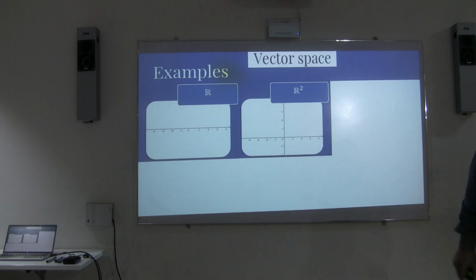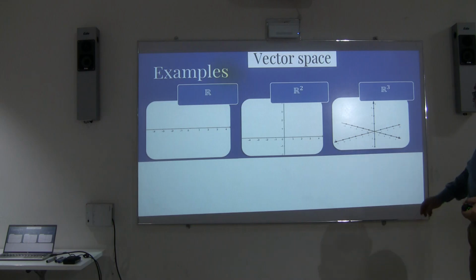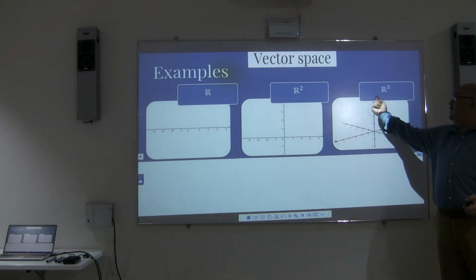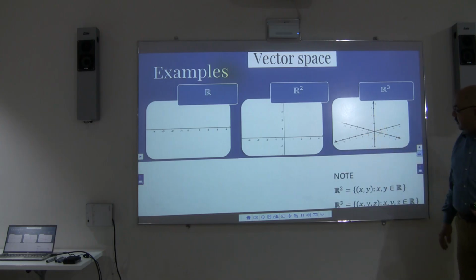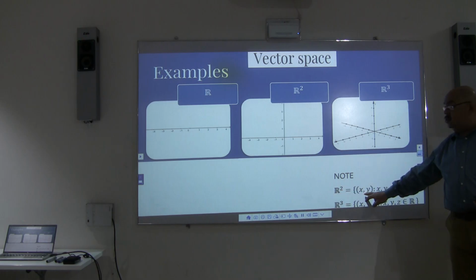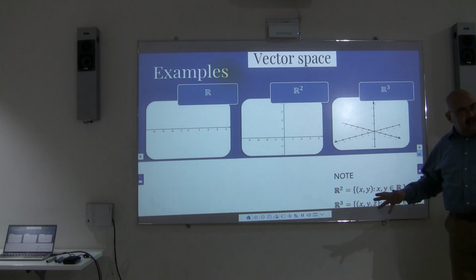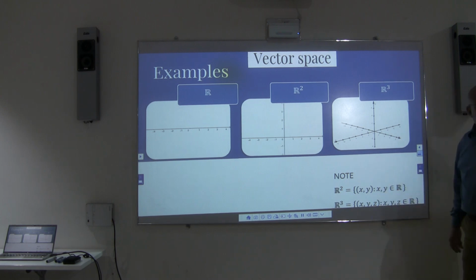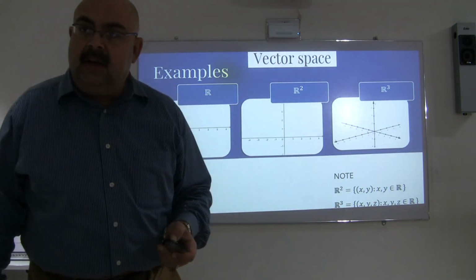R2, of course, we already checked that, it represents a vector space. R3 is similar, that's an X, that's a Y, that's the Z. Also 3 dimensions, and it represents a vector space. I can write them as R2, which is the set of all X and Y such that X and Y belong to R. Also R3 can be represented as the set of elements X, Y, and Z such that X, Y, and Z belong to R. This is the way I can write a vector space. Are you with me?